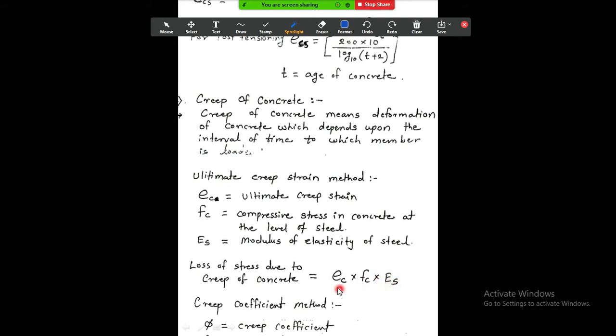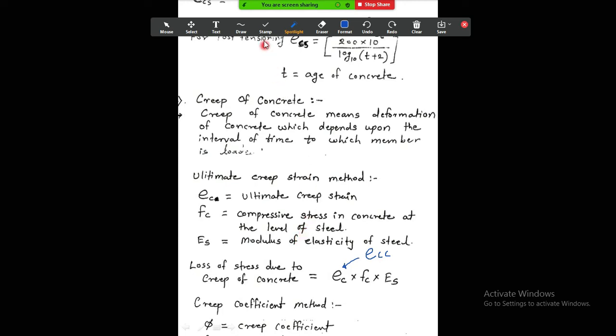What is the meaning of Ec? Ec is the ultimate creep strain. This value is normally given in the problem. In some books the notation can also be Ecc, creep strain in concrete, and Ecs means shrinkage strain in concrete. These types of notations are also used. Fc is the compressive stress in concrete at the level of steel. At the level where the steel is placed, we are going to calculate the stress in concrete.